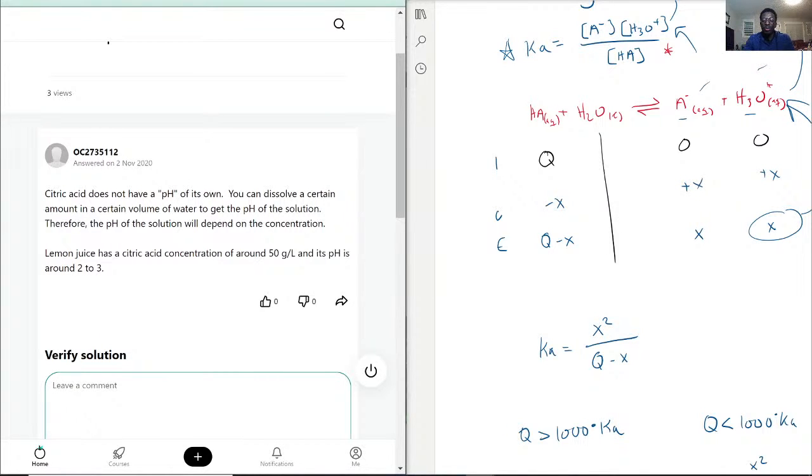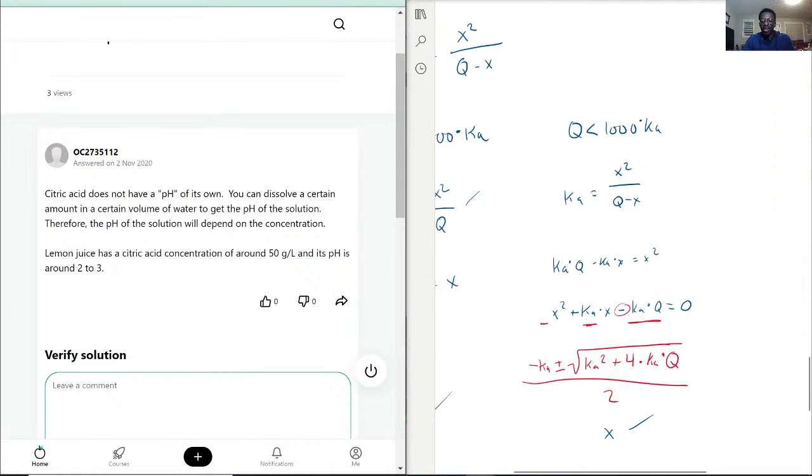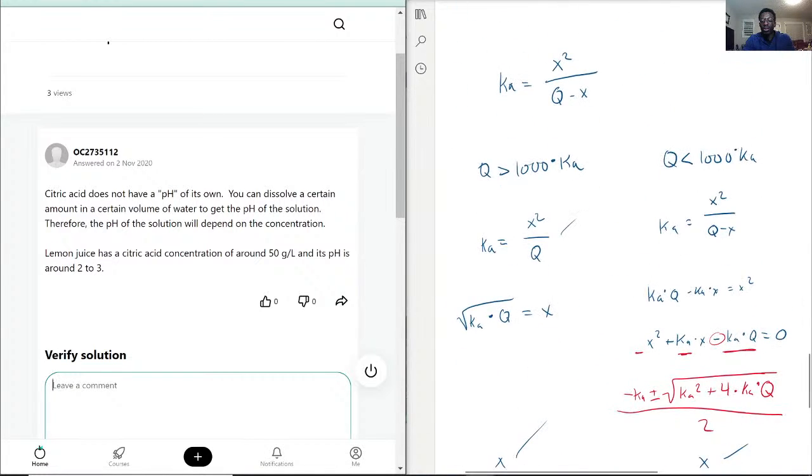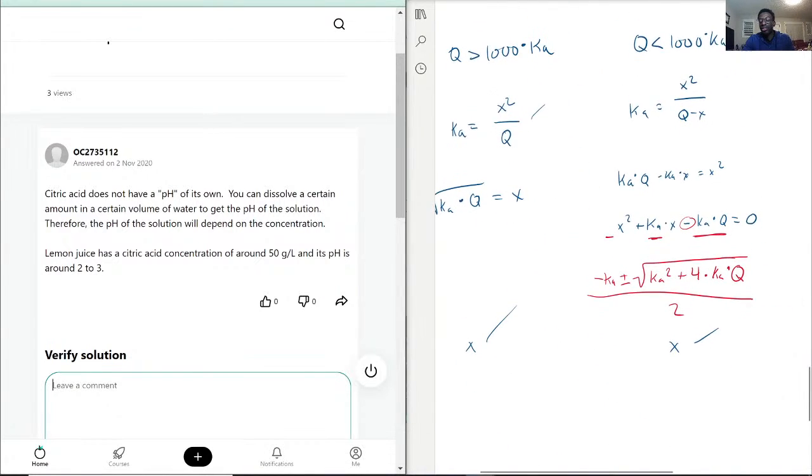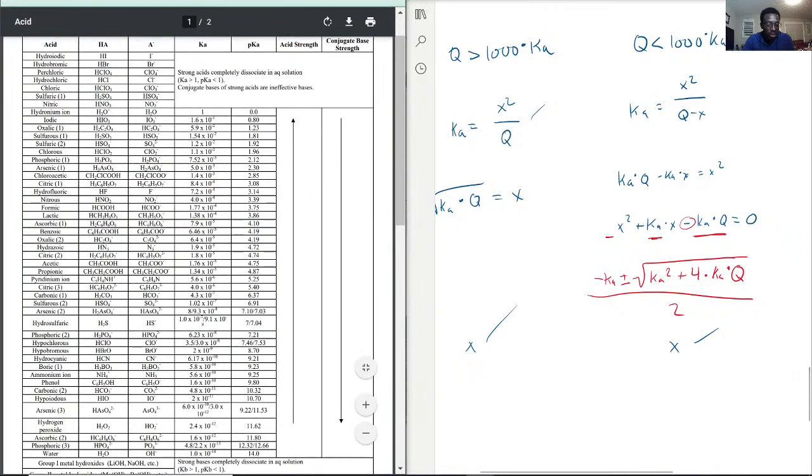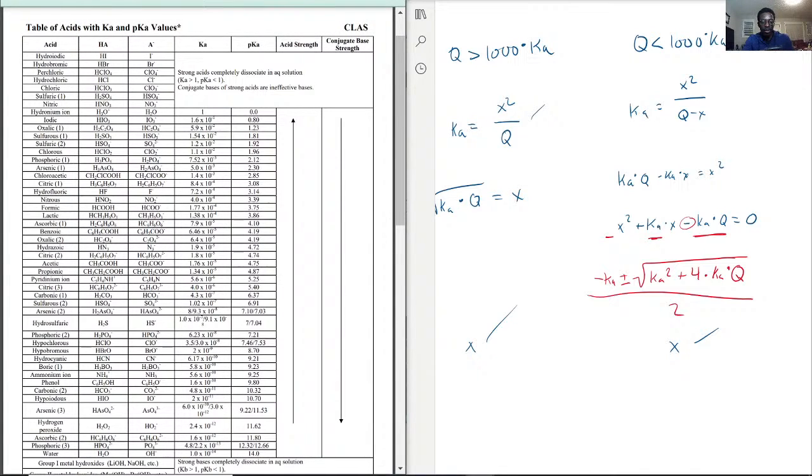So we have 0.25 moles per liter, and let's just skip over to using the more complicated form because you always want to just be more accurate than inaccurate. So the Ka of citric acid is, where is it? Citric 1. That's what we want to work with. 8.4 times 10 to the negative 4. So we have 8.4 times 10 to the negative 4.